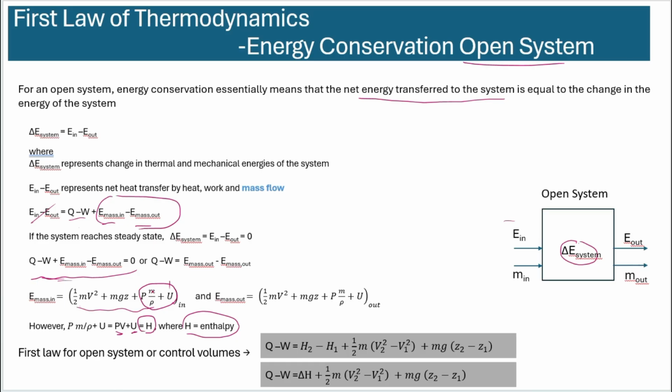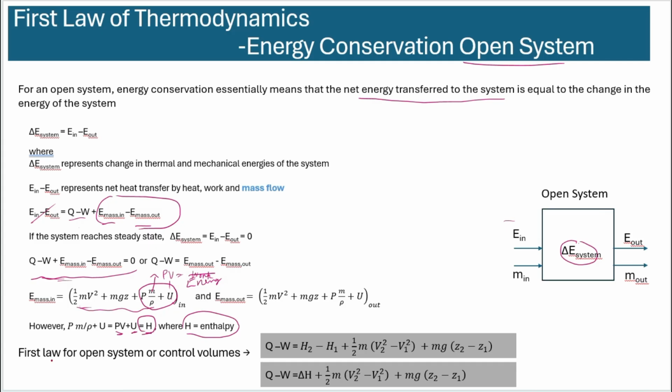Okay, so remember the PV term is the work term in a closed system, but here this is part of the energy term. So U is an energy term, and PV is now considered an energy term. Enthalpy is now also an energy term. So it's all part of the energy that's going in and going out.